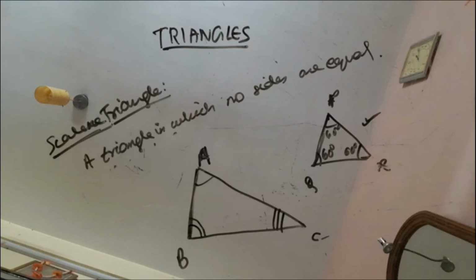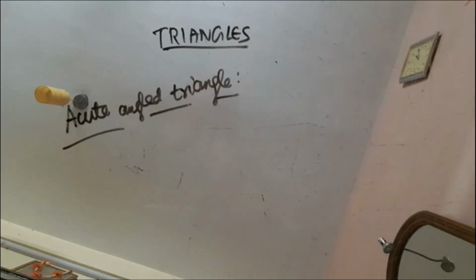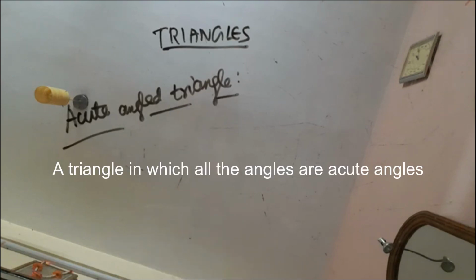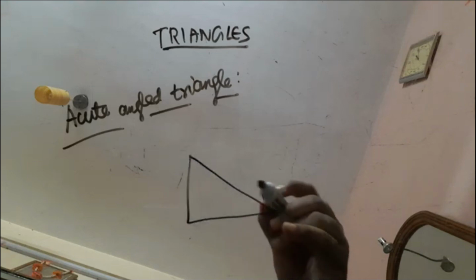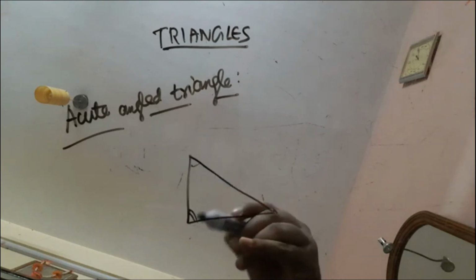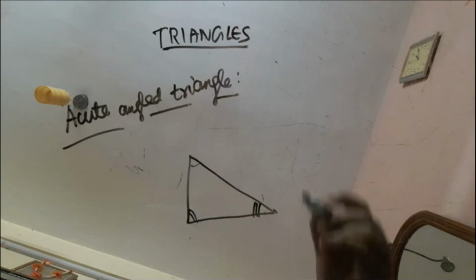Now we are going to end today's video by introducing how to classify triangles based on the angles. In the beginning we have acute angle triangles. This is an acute angle triangle. What is an acute angle triangle? A triangle in which all the angles are acute angles is known as an acute angle triangle. So this is an acute angle triangle, because this angle is less than 90 degrees, this angle is less than 90 degrees, this angle is less than 90 degrees. So it is an acute angle triangle.